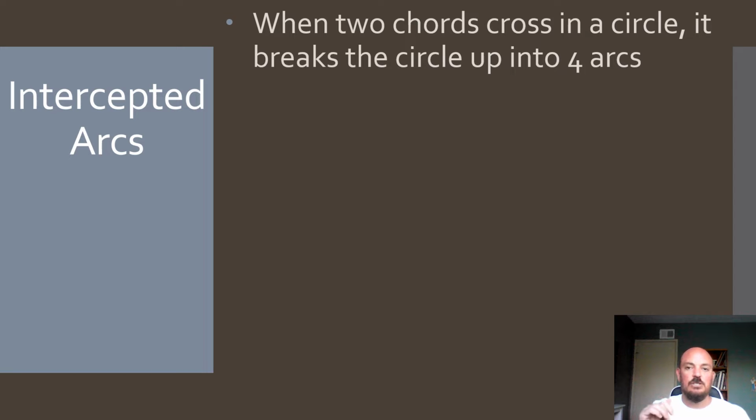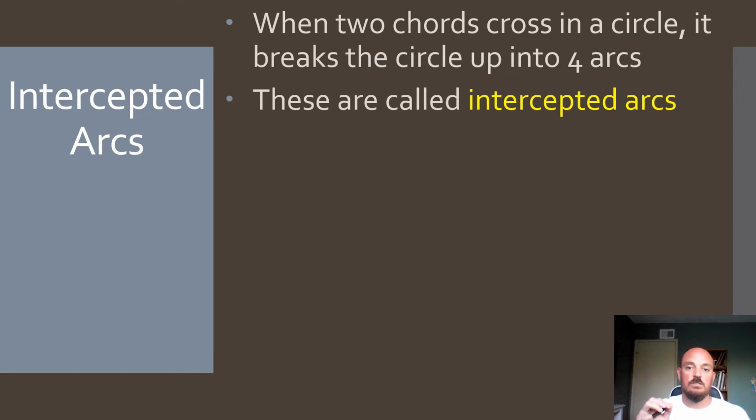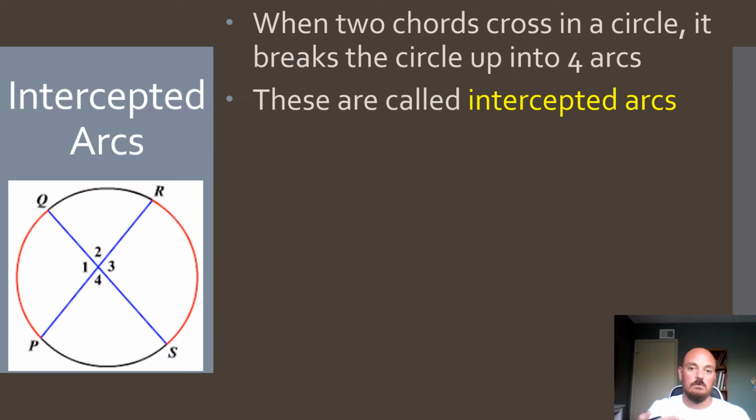And I said here, it actually breaks the circle up into 4 arcs. Now, we used this phrase before, but we call these intercepted arcs. So basically, think about this picture right here. We have a circle, and there are two chords crossing in the middle. The first chord is QS, and the second one is PR. And I even numbered it, it breaks it up into 4 angles. And each of those angles has an intercepted arc.